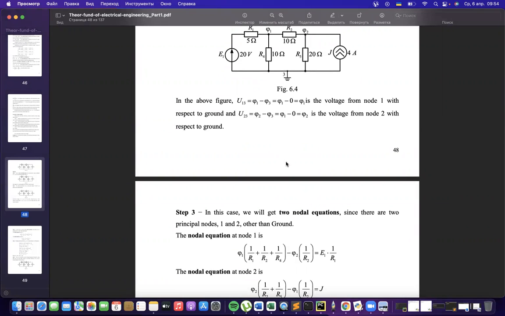Just one moment. We'll decrease the scale of that.